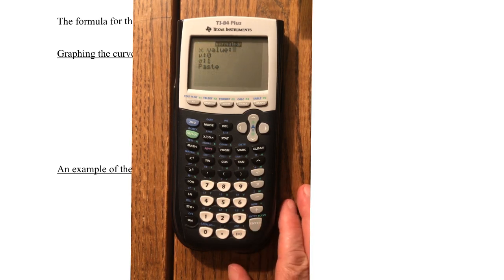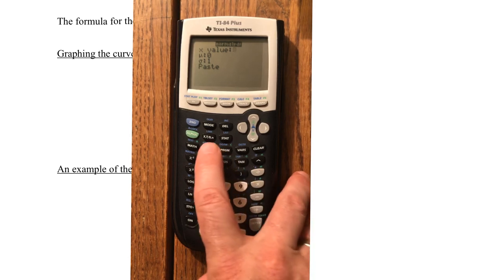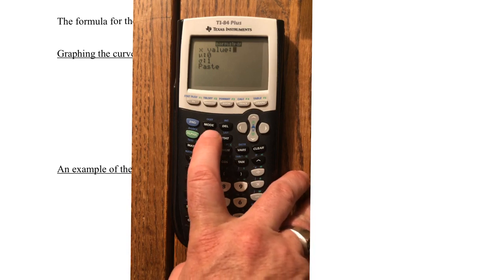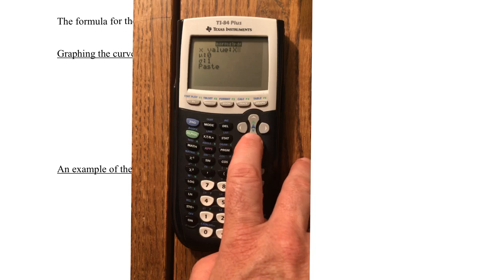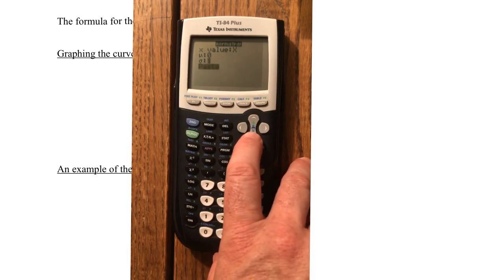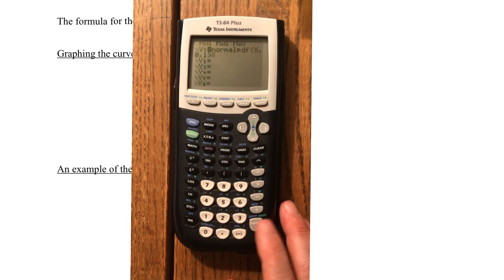Depending on the software, there's two versions. If you don't have this version, just hold on a second and I'll do your version. If you have this version, for the X value we need to put X, so we press this X button right there. Then we can keep mu as 0, sigma as 1, and then hit paste. So that's in there. But to set it up right, we're going to need to set the correct window.